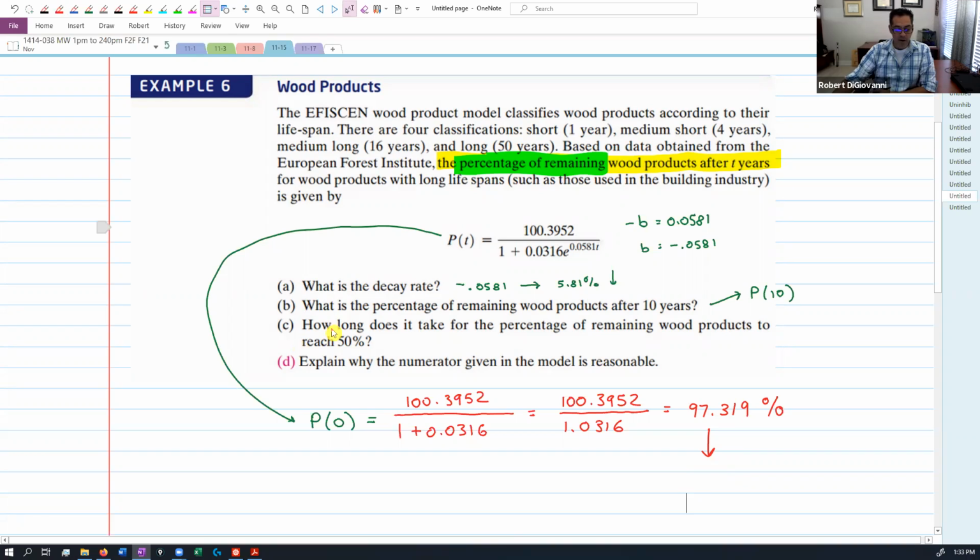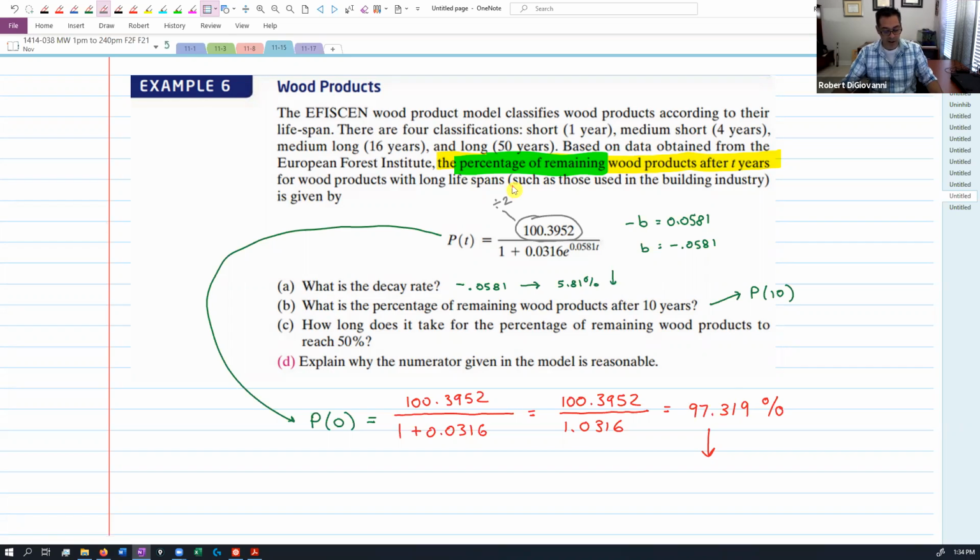So in part C, it's asking how long does it take for the percentage of the remaining wood products to reach 50? One idea was to take this number and just cut it in half, divide that by 2. That would be half of the carrying capacity, but that's not what we're looking for. The only way we could do that is if the beginning was 100%, and it's not. At the beginning, it's 97.3.